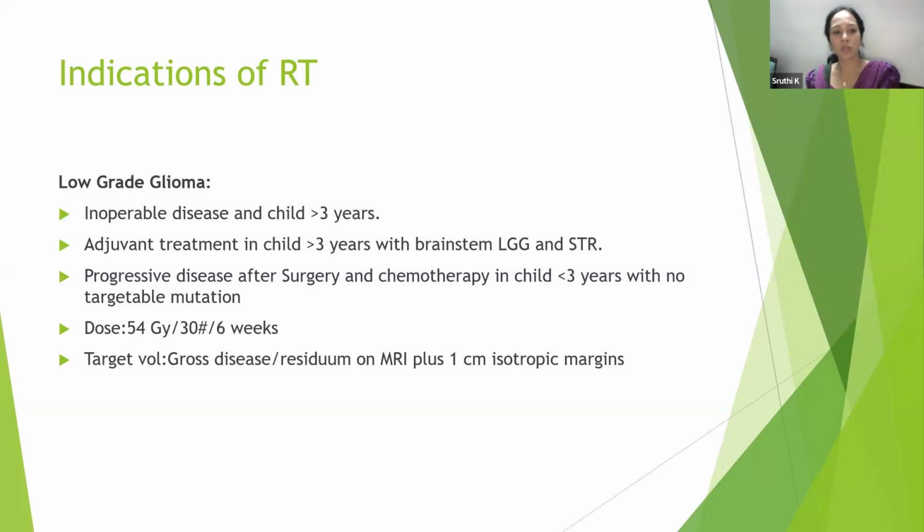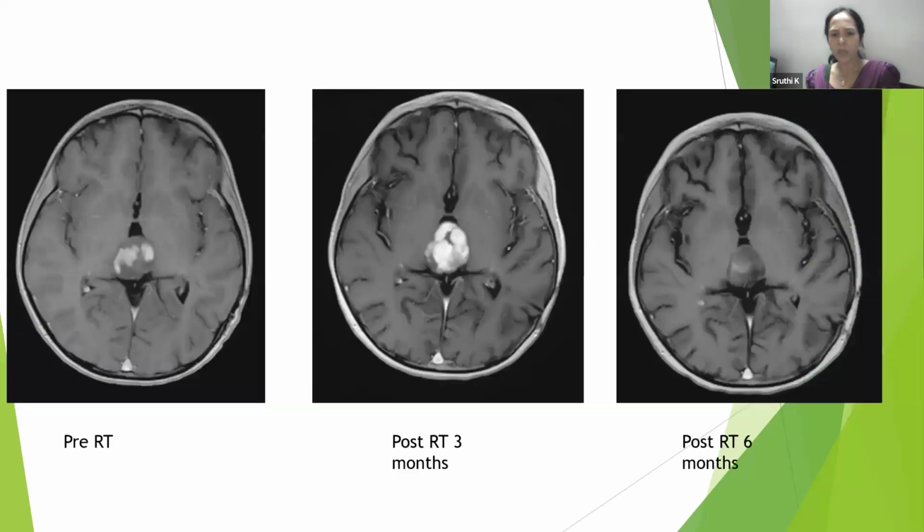And the dose used is usually around 54 gray over 6 weeks. This is the conventional dose. And what is our target volume? It is usually whatever is the gross disease or whatever is the residue post-surgery plus around 1 centimeter margin. That would be our target volume. So again, post-radiation, you can't expect an immediate shrink sometimes. It takes time, and over time, you can see a response in the tumor control as well.